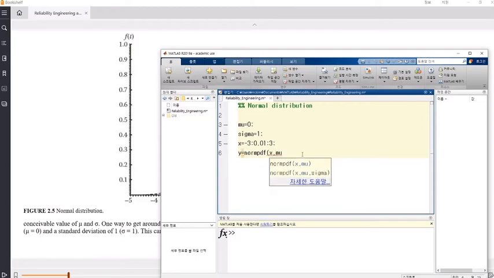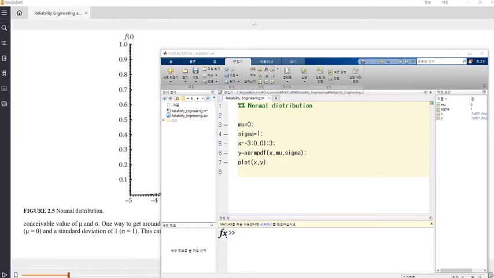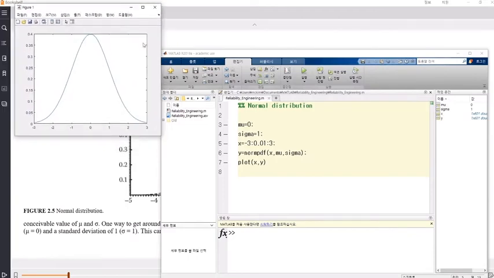X and mu would be the mean value, sigma would be the standard deviation, and plot xy will give us the result. Okay. So this would be the plot of a standard normal distribution.